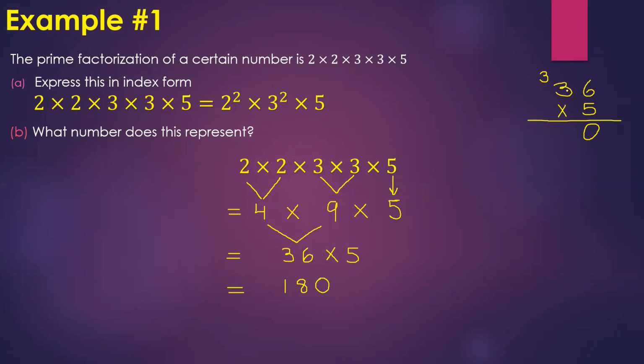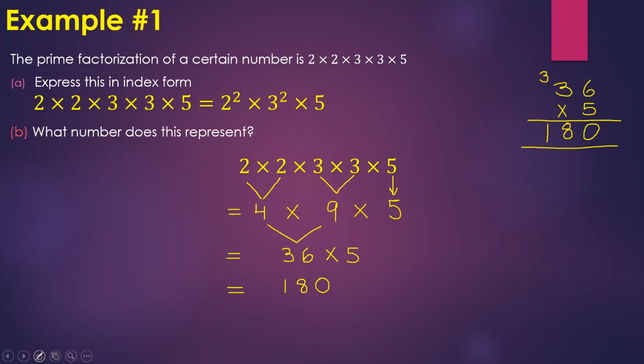15. What is 15 plus 3? 18. Very good. So that's how we get it. So we get 36 times 5, which is 180. So when they say, what does this number represent?